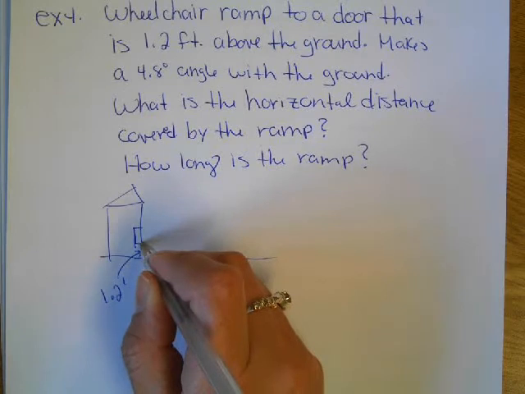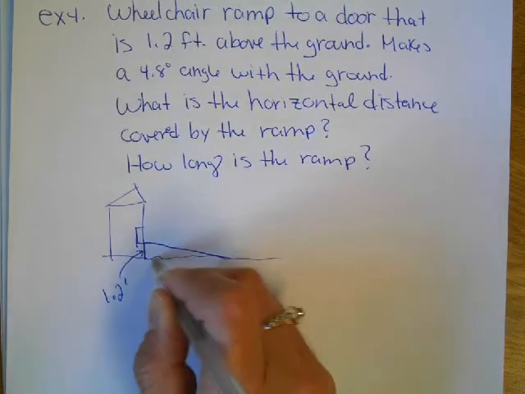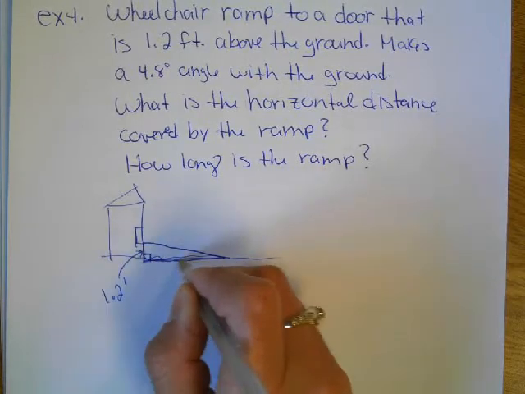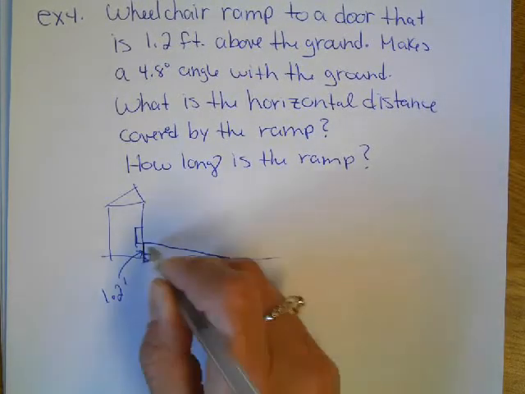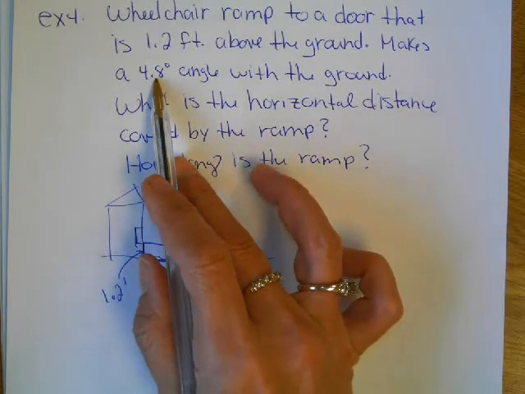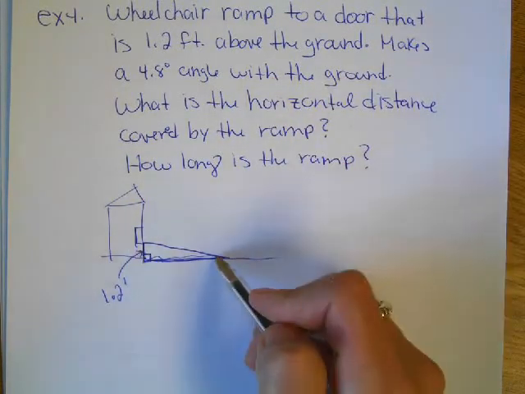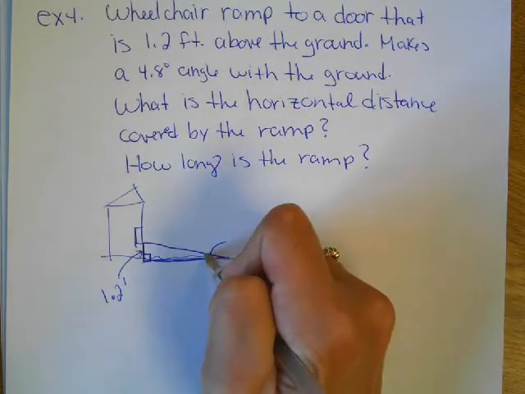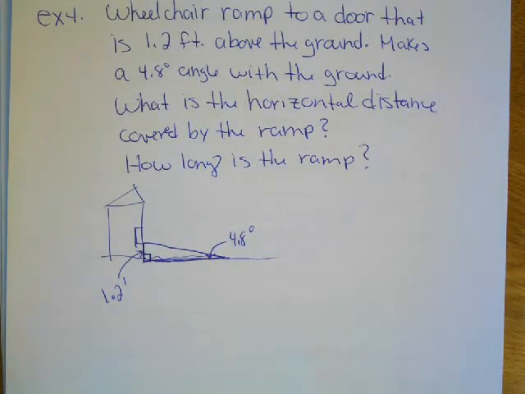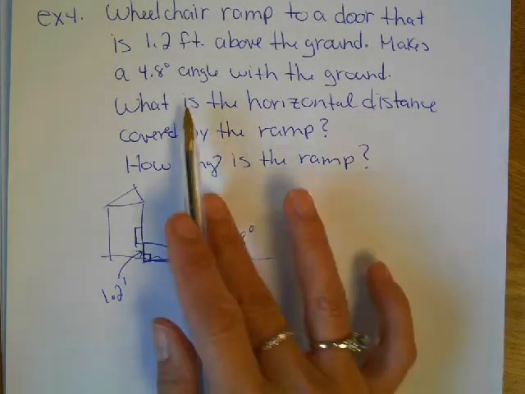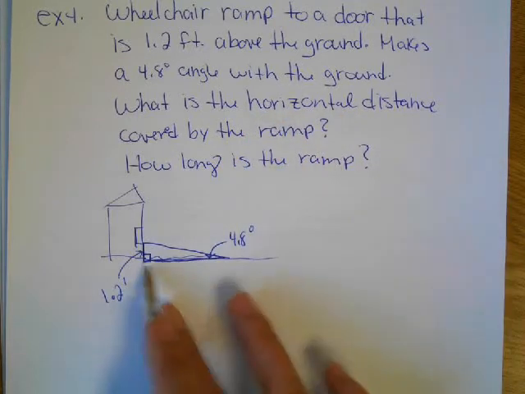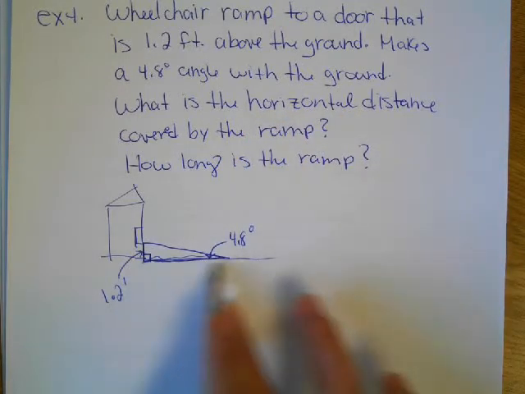I've got a ramp up to the doorway that starts out here on the ground. So you can see our right triangle is right here. We've got the ground, the distance up to the door, and then the actual ramp itself is here. And they're telling us that it makes a 4.8 degree angle with the ground. So the ramp touches the ground down here, so that angle in there is 4.8 degrees. My two questions were, what is the horizontal distance covered by the ramp? Remember, horizontal is left to right. That horizontal distance is the distance along the ground here.